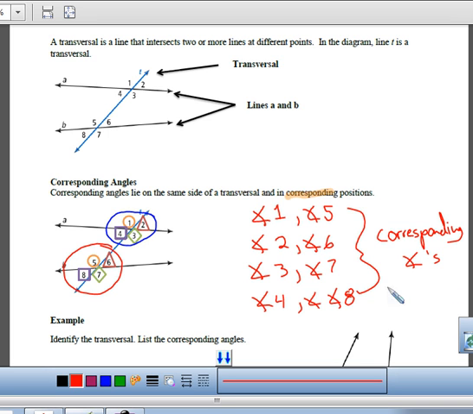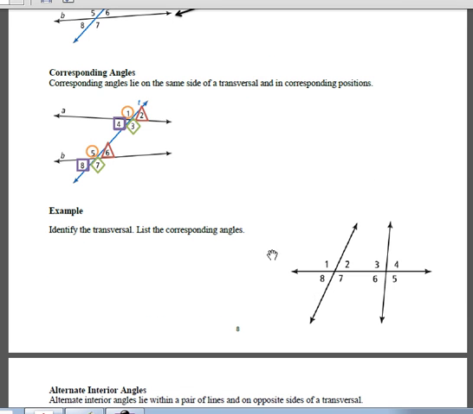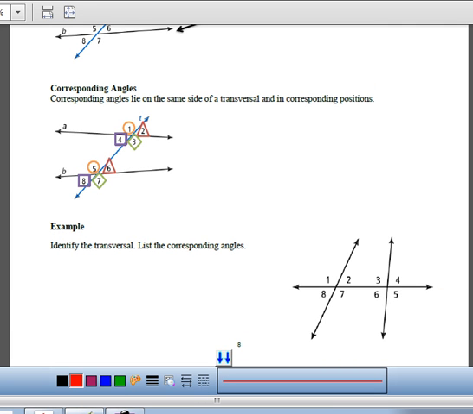Alright, so let's take a look at another example. Identify the transversal, list the corresponding angles. Now right away some of you are probably thinking this might be the transversal because it looks like a diagonal line like this one up here. But be careful. Remember, the transversal is the line that cuts across 2 lines. So that makes this line here the transversal, and the reason is because it intersects 2 lines.